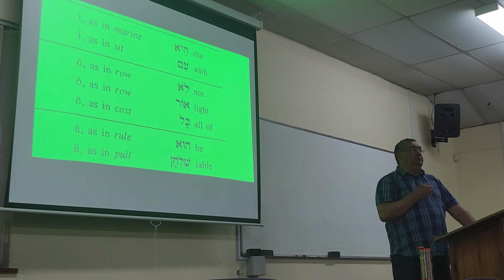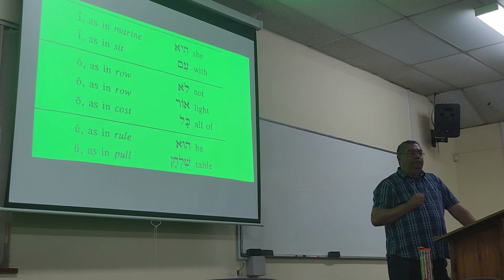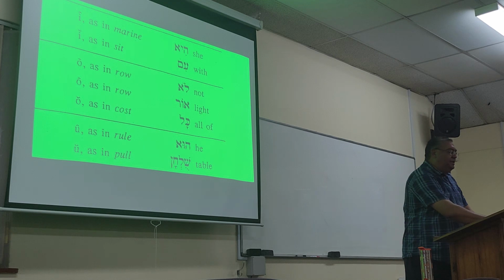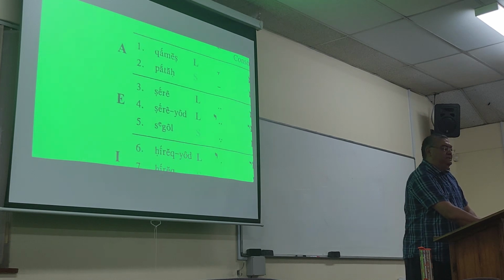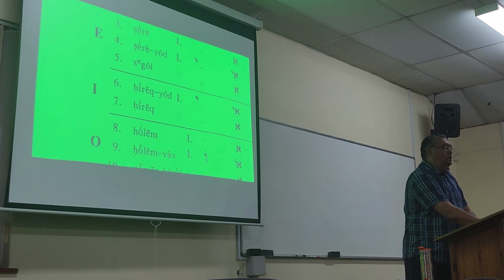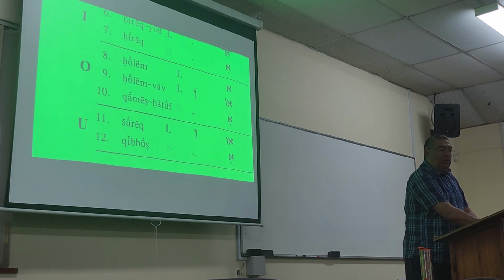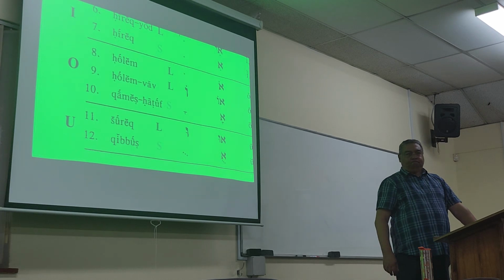It's more important that you know what the name of it is, because it's rare that you actually have to write it out. Most of the time we're just going to be talking about it. Okay? So you need to know that the names are kametz, patach, tsere, tsere yod, segol, chirik yod, chirik, cholim, cholim vav, kametz hatuf, shurek, kibbutz.